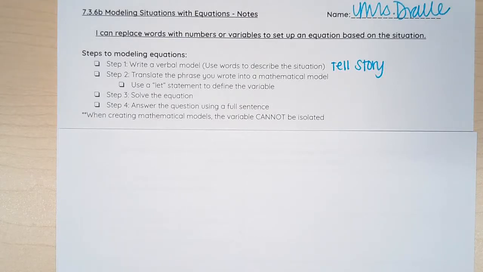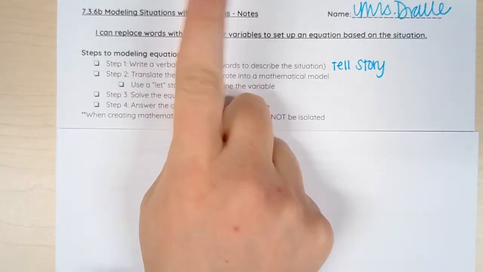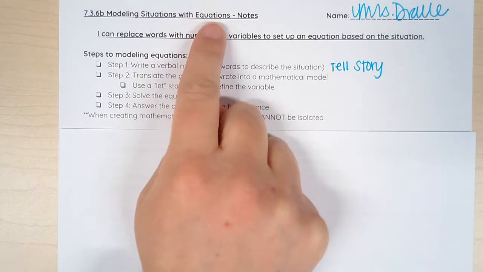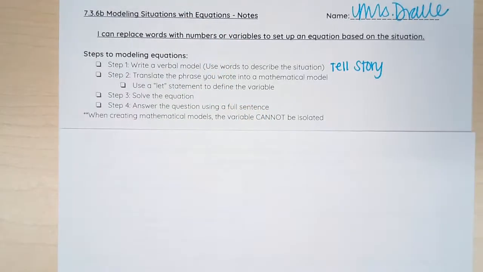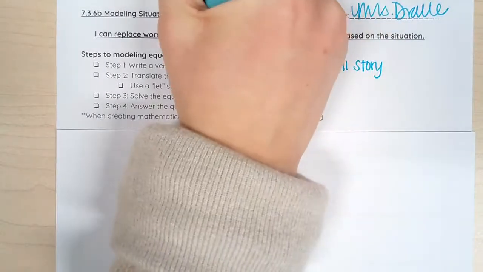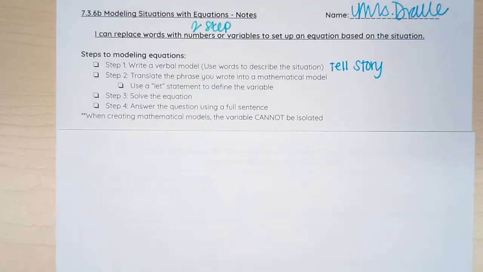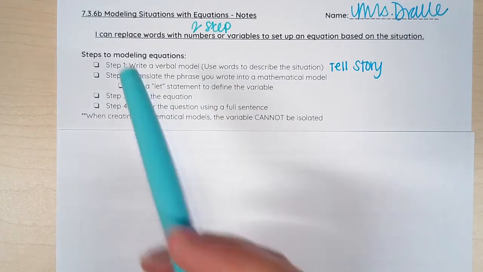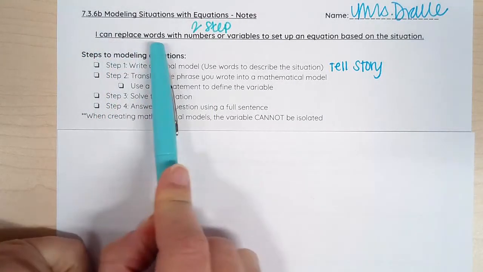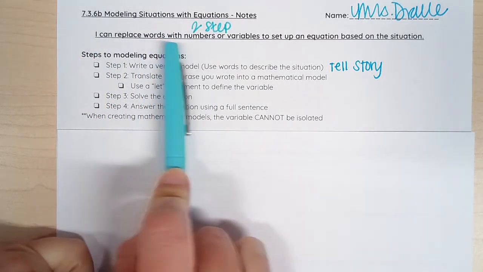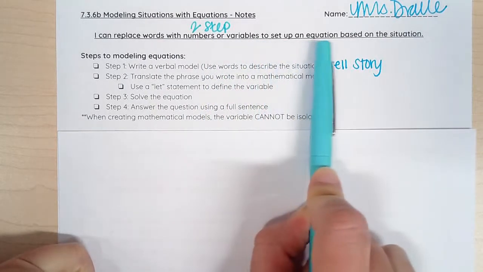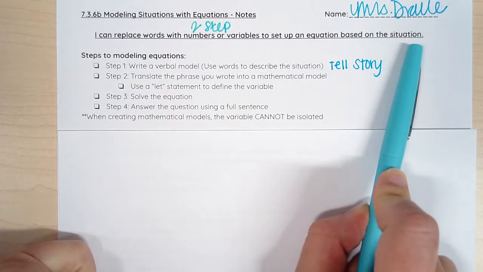Today we are going to talk about modeling situations with equations, and it is part 2. In the past, we worked on setting up one-step equations, and now we are going to work on two-step equations. The steps are the same, and the goal is the same. So our goal is to be able to replace words, a story, with numbers or variables to set up an equation based on the situation.